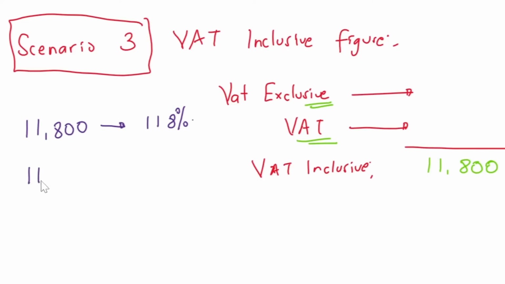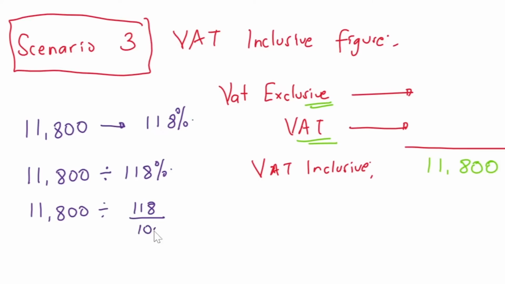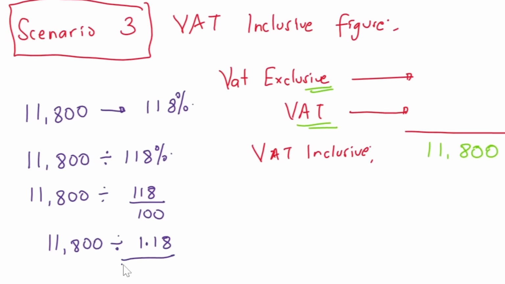So it's going to be 11,800 divide that by 118%. Now to remove that percentage sign, it's the same as saying divide by 118 over 100, which is the same as saying 11,800 divide that by 1.18. That is what it means.